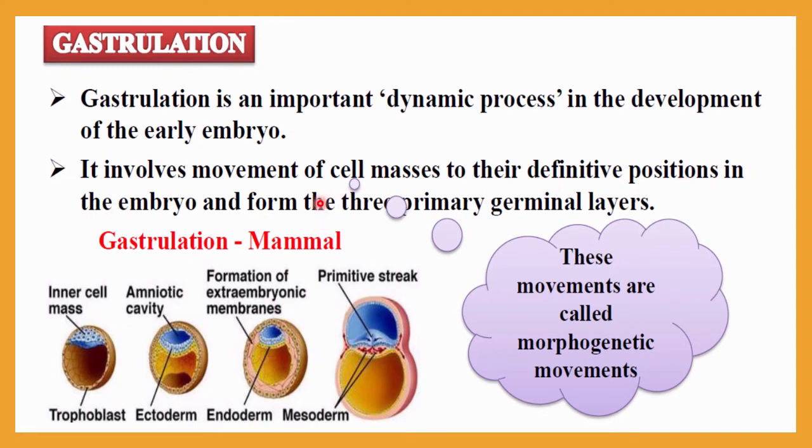In the definitive position in the embryo, the cells form three primary germinal layers, called ectoderm, endoderm and mesoderm. This is the innermost layer, this is the middle one, and this is the outermost layer. So ectoderm, endoderm and mesoderm are the primary germinal layers out of which organogenesis will occur.